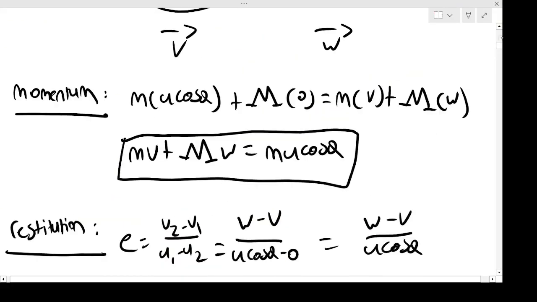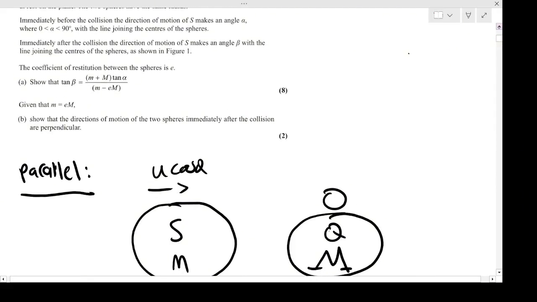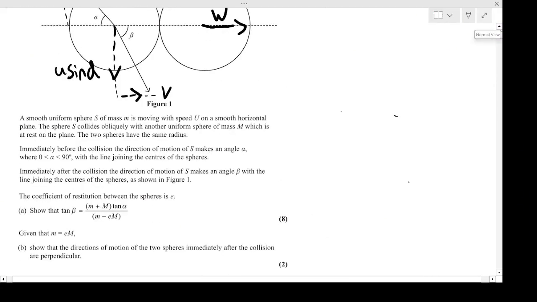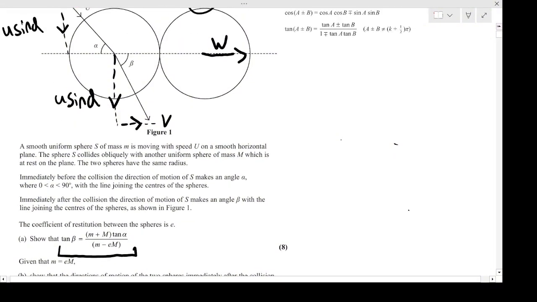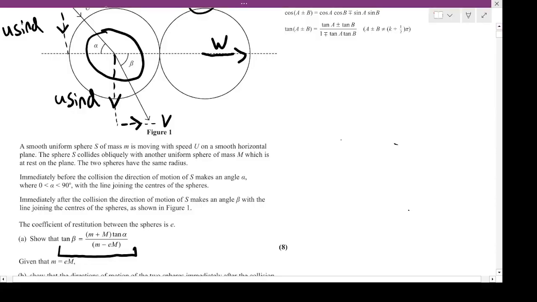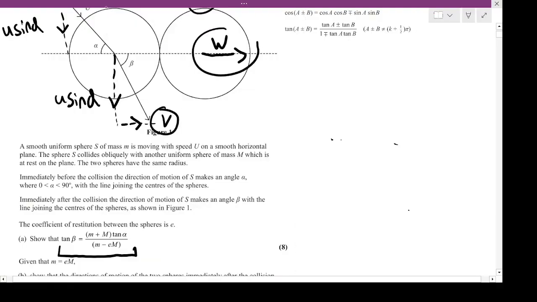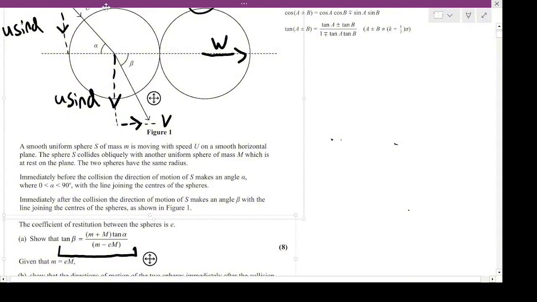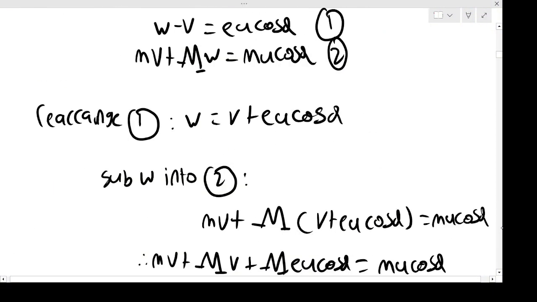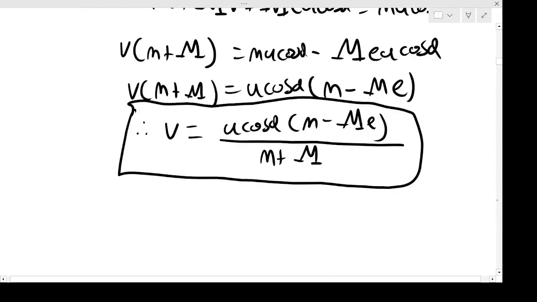We could find W, but we don't really need it because look at what the question is asking me to do. It only wants me to find tan beta in terms of tan alpha. So actually that only involves the angles for the first sphere, right? So I only need to find V because W is for the second sphere. So I only need to find V for the first one because I only want to consider the first sphere. So actually I could just leave it there, okay? So that is V, right?